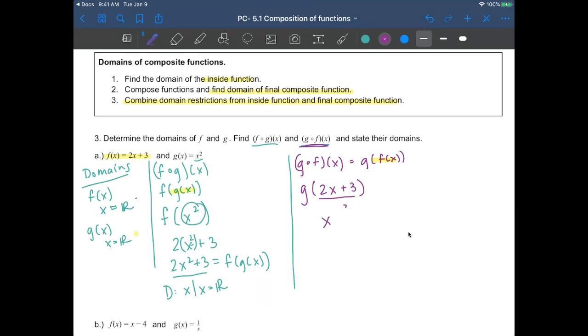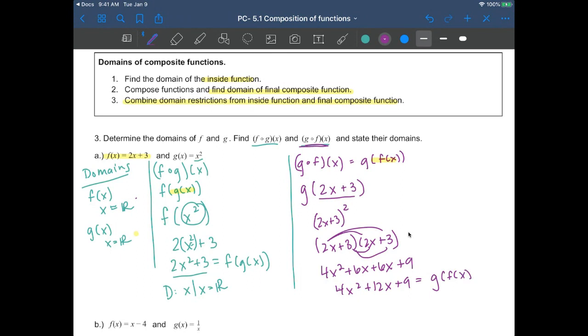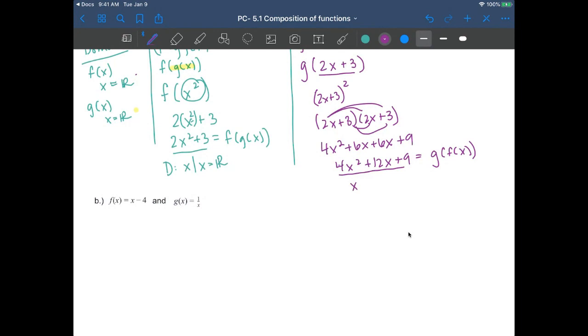So I'm basically going to have x squared. And then I need to replace the x with the inside part. So 2x plus 3 squared. We'll multiply that out. 2x plus 3 times 2x plus 3 gives me 4x squared plus 6x plus 6x plus 9. 4x squared plus 12x plus 9 is equal to g of f of x. Now again, we end up with a parabola, and parabolas have a domain of all real numbers.